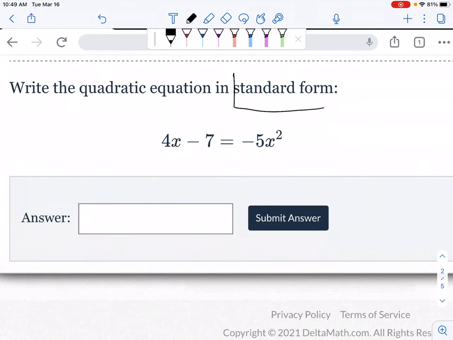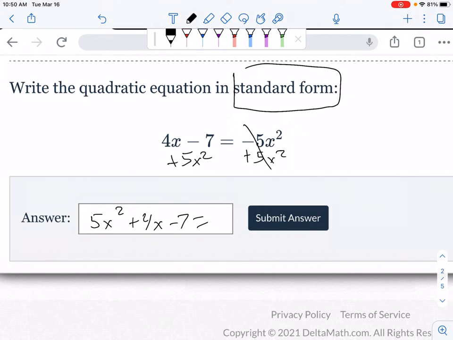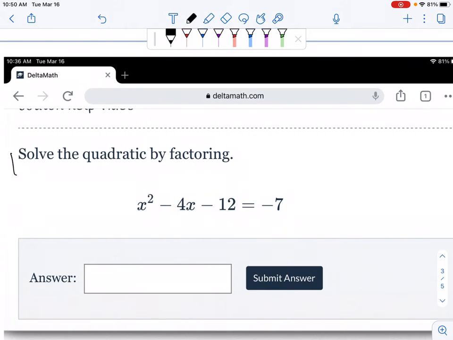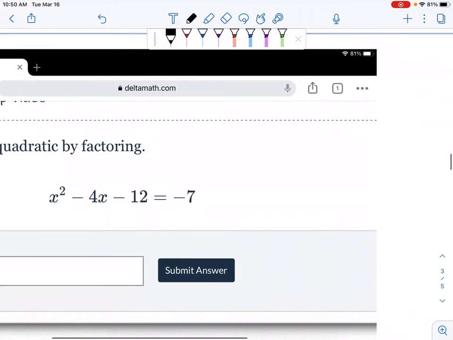Again, to get this in standard form, I need to add 5x squared to both sides. So now 5x squared plus 4x minus 7 equals 0. I couldn't put this 5x squared with anything because that's not squared. So that's standard form. So when we're going to start solving the quadratic by factoring, the first thing we need to do, we need to make sure this says equals 0.